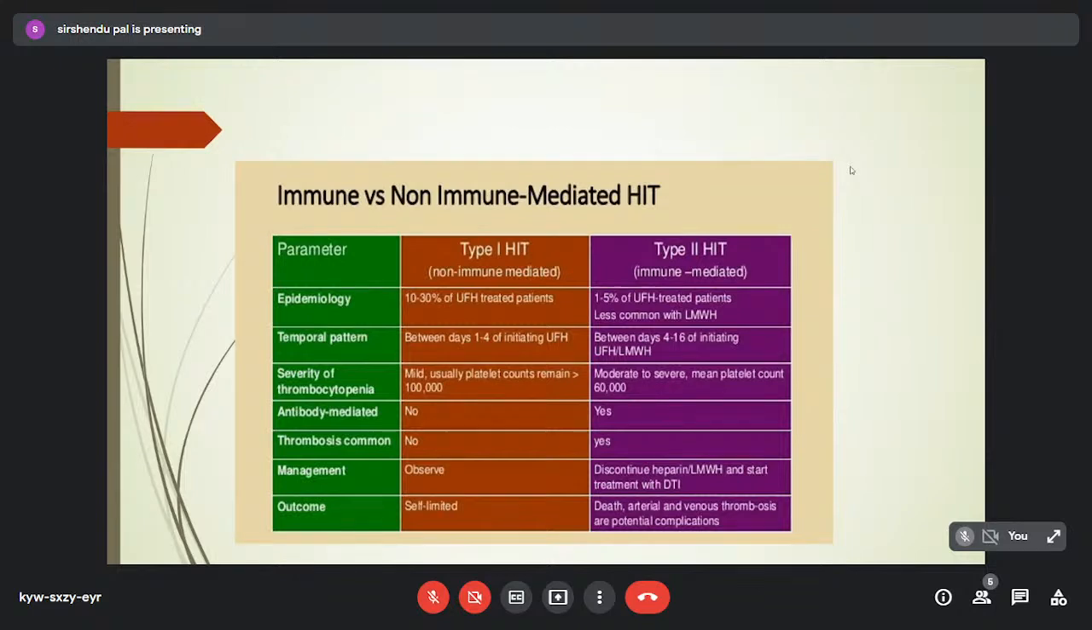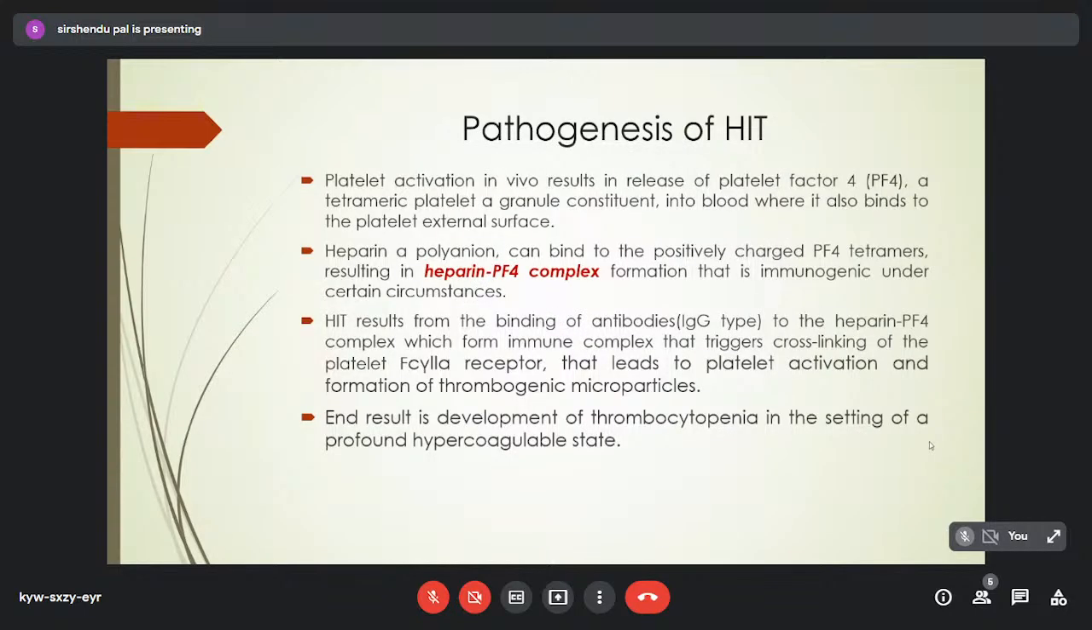In type 1 HIT, the severity of thrombocytopenia is mild, where the platelet count usually remains above 1 lakh, whereas in type 2 HIT, that is immune-mediated HIT, the severity of thrombocytopenia is moderate to severe, where the mean platelet count is about 60,000. Thrombotic complications are common in type 2 HIT.